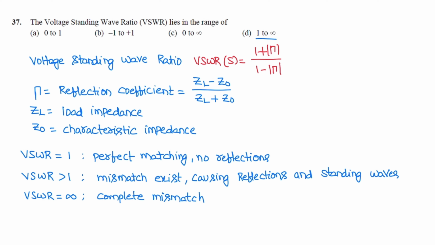For perfect matching, no reflection losses. When VSWR is greater than 1, mismatch exists. If VSWR is infinity, there is a complete mismatch between the load and the transmission line. So VSWR ranges from 1 to infinity.